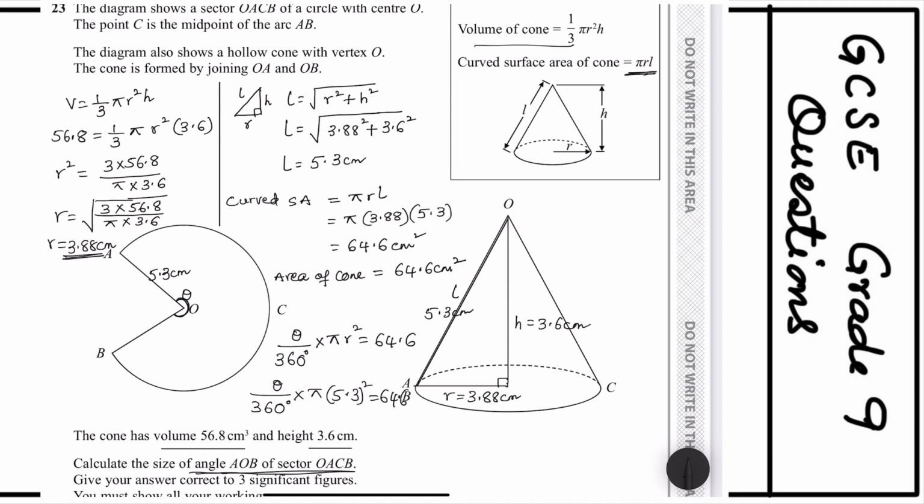Which is equal to 64.6. And rearrange the whole thing to find angle theta. Theta is equal to 64.6 times 360 over pi times 5.3 square. Enter this in the calculator. And if you look at the rounding restriction in the question, the answer is correct to 3 significant figures. So the theta value will be rounded to 264 degrees to three significant figures. So the angle AOB is 264 degrees.